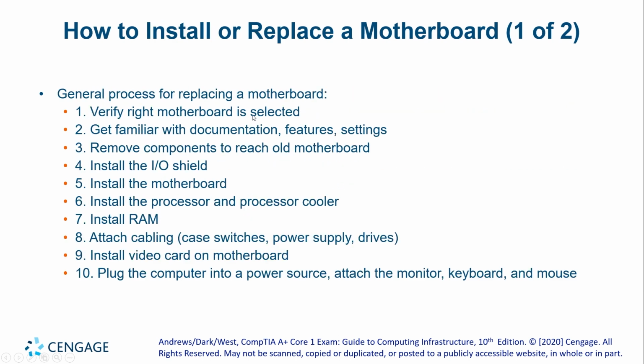So once you verify the right board is selected, get familiar with the documentation, remove the components. So unplug the processor, unplug the RAM, unplug any cards, things like that. Install a new I/O shield if necessary. If the board has a different I/O placement on the back, then you're going to install a new shield. Install the board using the right standoffs. Install all the pieces, the processor, the cooler, the RAM, cables, the hard drive, the video card, things like that, and then plug the computer into a power source, attach a monitor, keyboard, and mouse, and you should be back up and running.